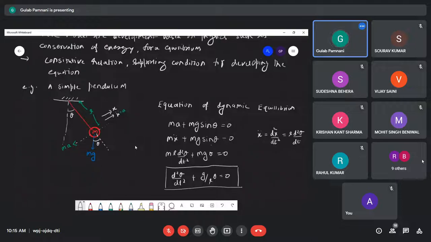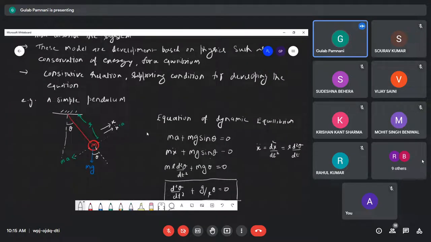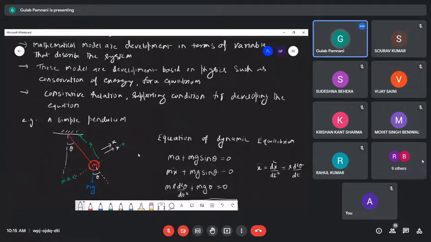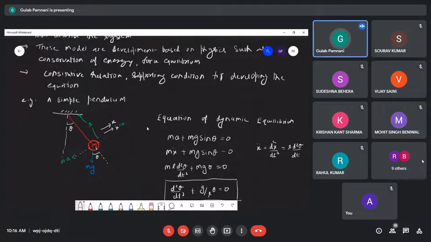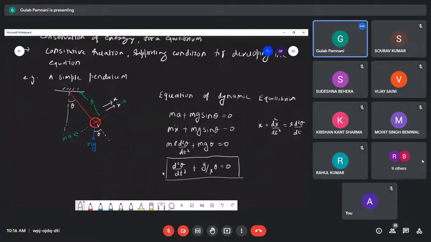So now I have this differential equation. What if you look at the three statements I was talking about: the mathematical models are developed in terms of variables that describe the system. So theta here is a variable that is describing the system, and the equations are developed based on the physics of the problem. So definitely we have taken the equation of dynamic equilibrium here.